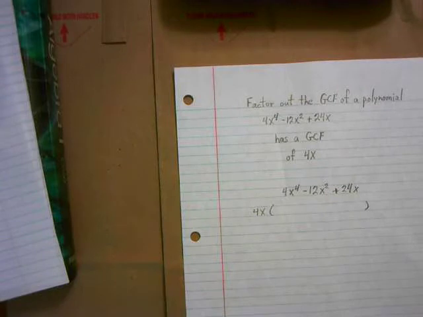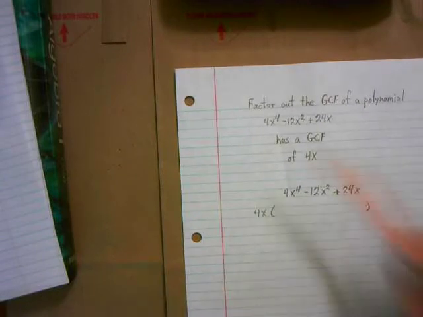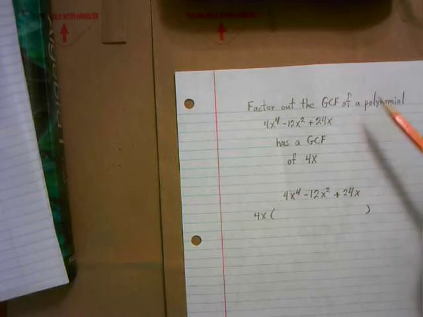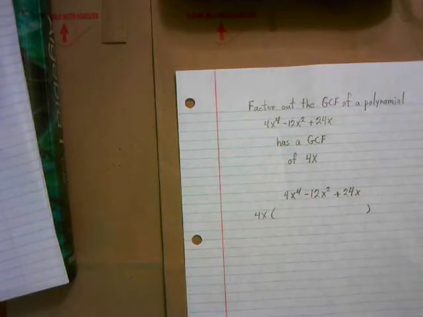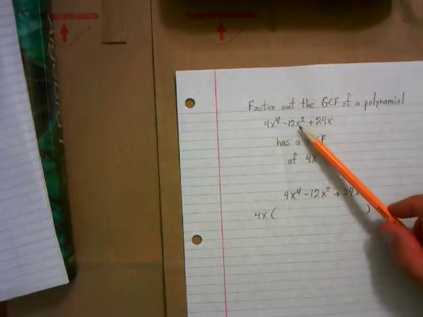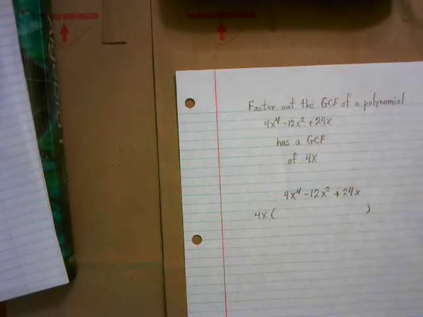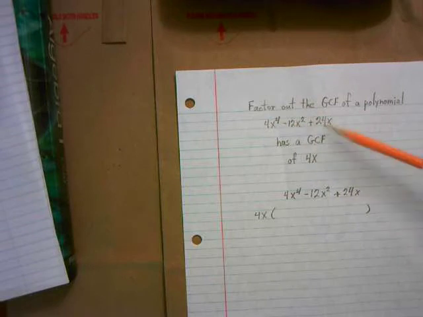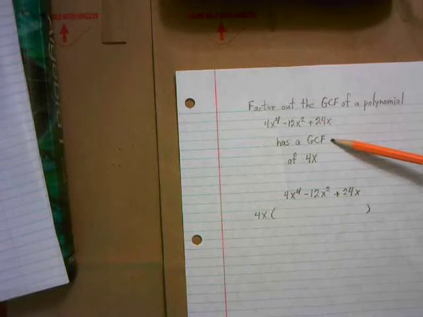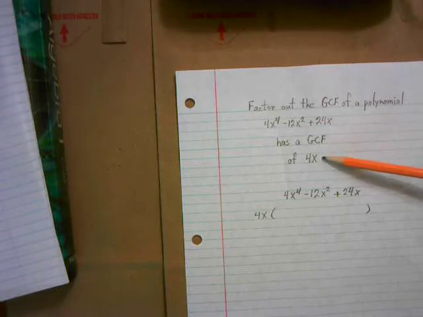In this video, we will factor out the greatest common factor of a polynomial. Now, we saw in an earlier video the polynomial 4x to the fourth minus 12x squared plus 24x. And in that video, we worked to find the greatest common factor of this polynomial. And we saw that this polynomial has a greatest common factor of 4x.